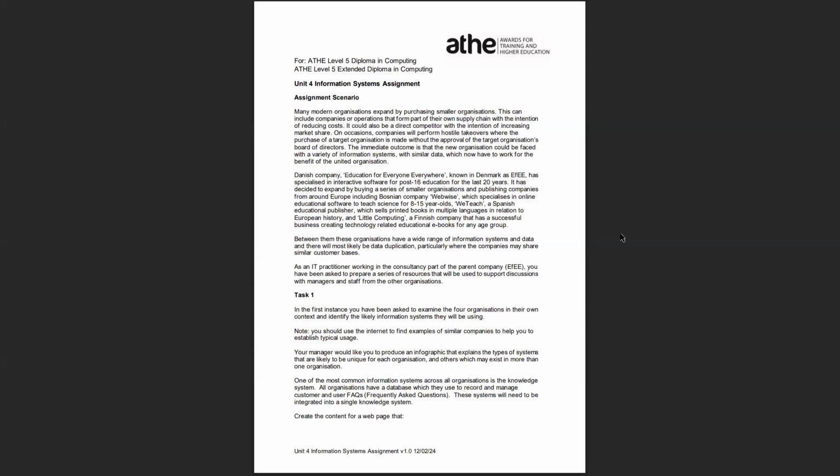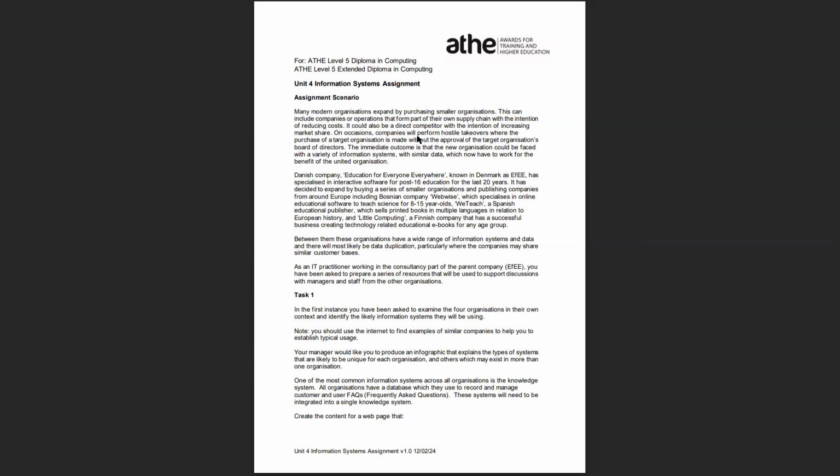So many modern organizations expand by purchasing small organizations. This can include companies or operations that form part of their own supply chain with the intention of reducing costs. It could also be a direct competitor with the intention of increasing market share.